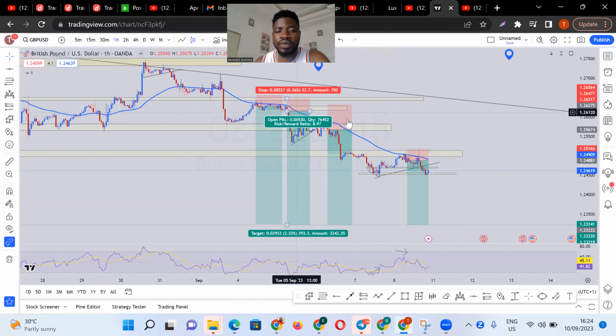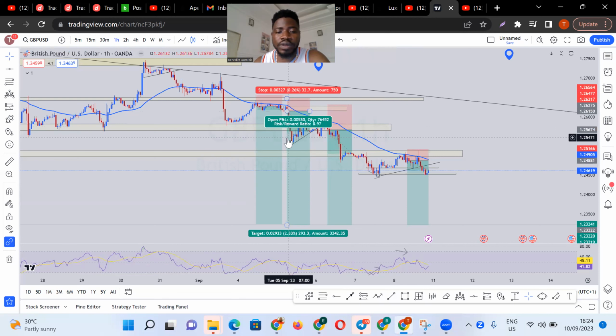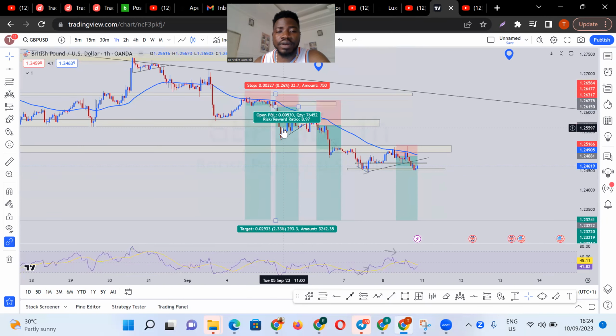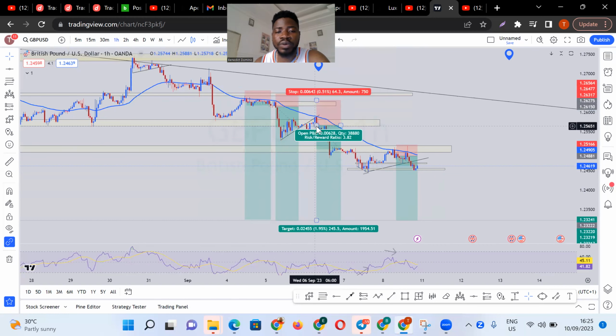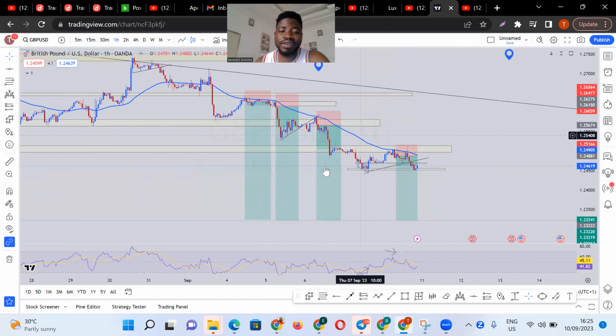Stop loss above here. Okay, which time is this? This is pre-London session. I take the trade by that time, 6 a.m. Nigerian time. Then another thing, market made this counter trend line, came up here. Which time is this again? 7 o'clock a.m. I enter the second trade. My stop loss should be here. As simple as that. This is how I take my trade.